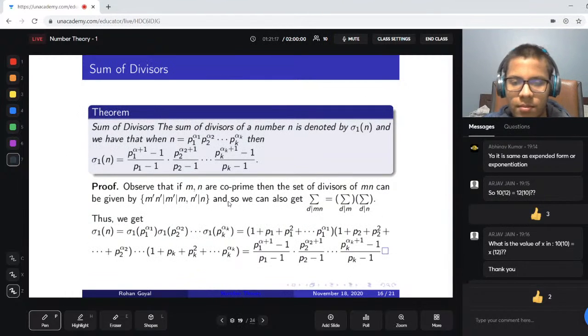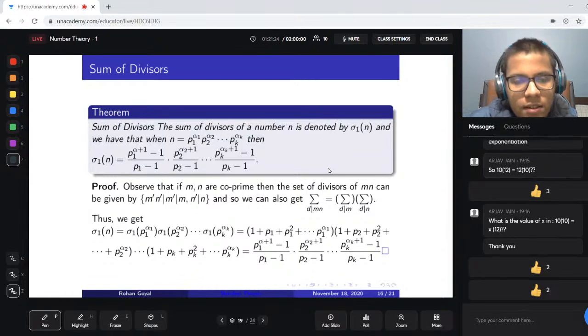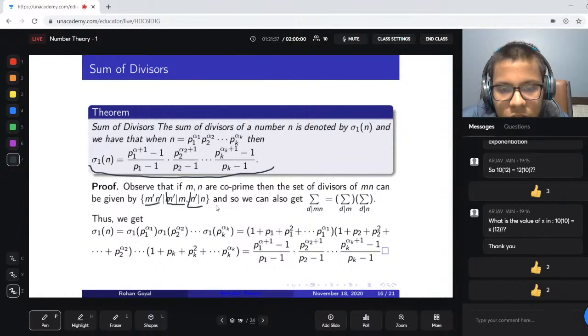And lastly, we have this theorem, the sum of divisors. The sum of divisors is given by sigma 1 of n, and when n is this number, sigma 1 of n can be represented this way. So now, the set of divisors of mn can be written as m prime times n prime, where m prime divides m and n prime divides n, right? So the set of divisors can be represented this way. So the sum of all these divisors can be represented as a sum of divisors of, okay, sorry, my bad. Here it should be a D, here it should be a D, here it should be a D.